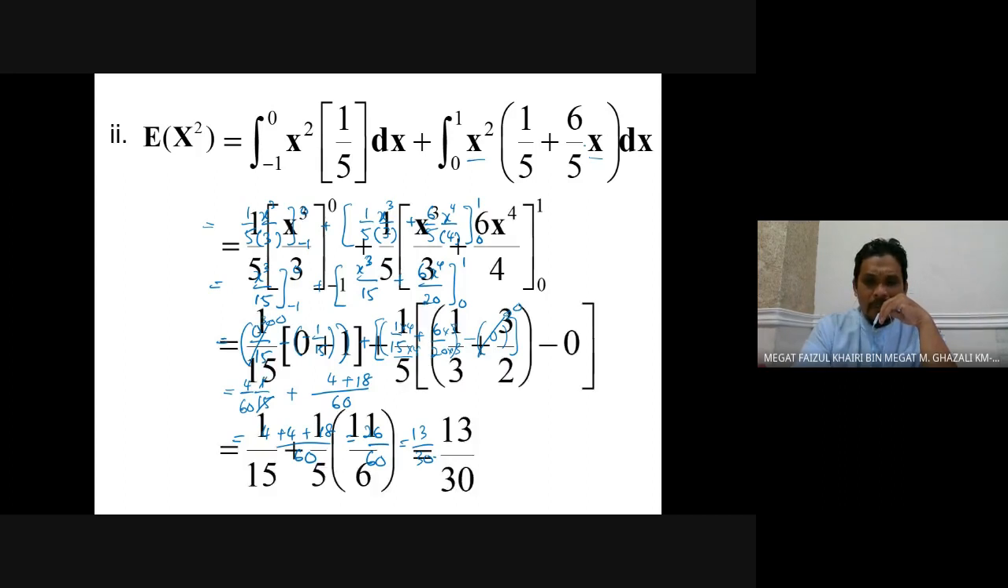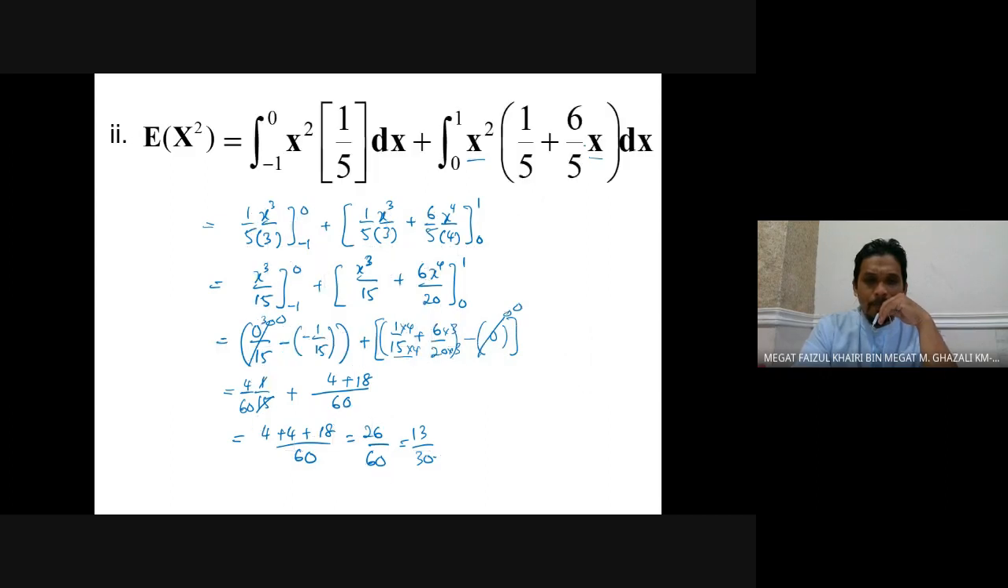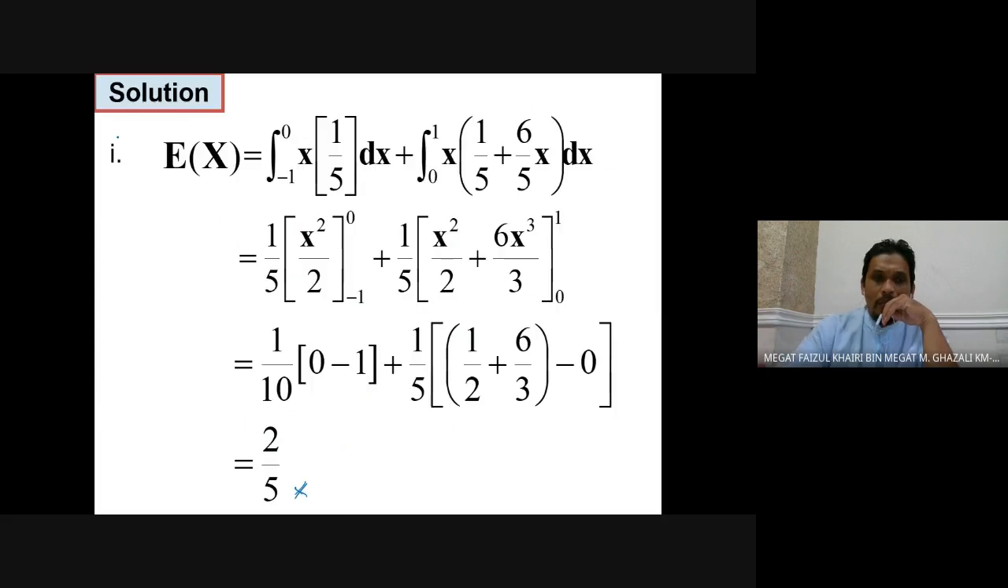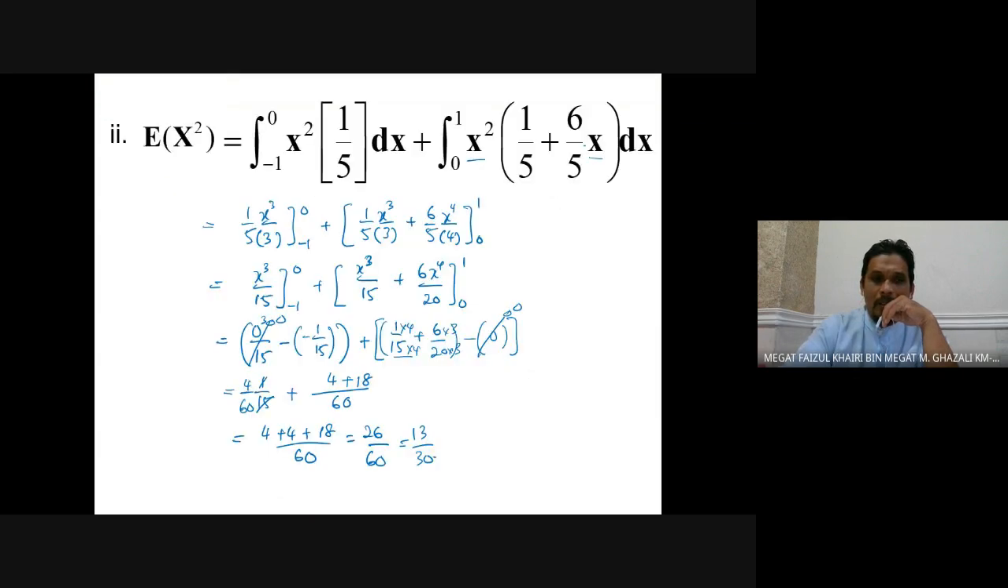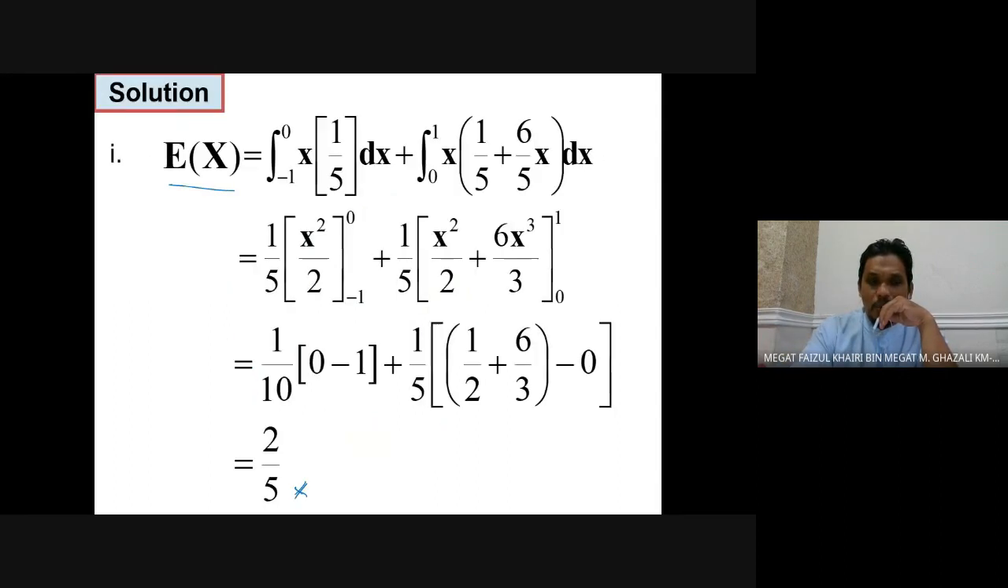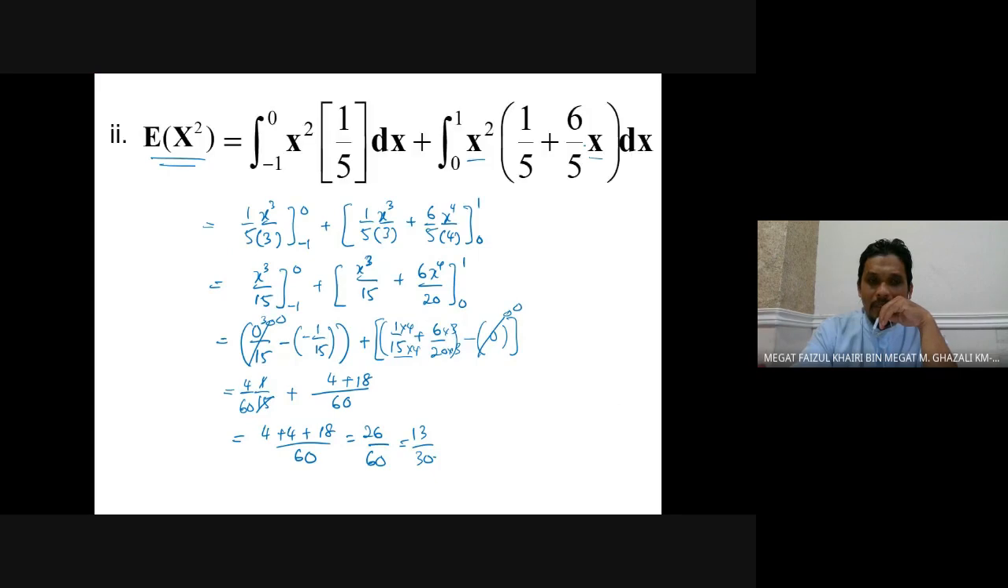There you go, 13 over 30. Okay, so now, for question number 1, we have already found the EX, and now we already found the EX squared, here 13 over 30. What is EX? EX is 2 over 5. EX squared is 13 over 30.